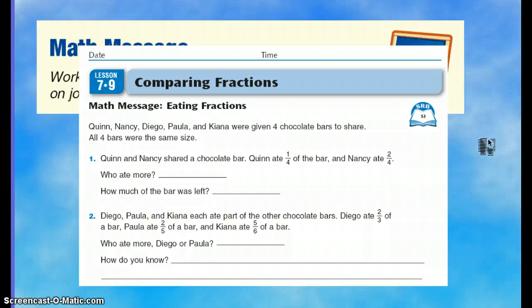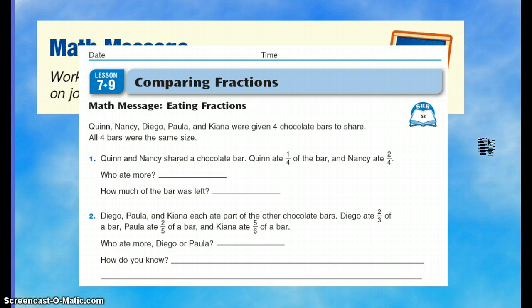Quinn, Nancy, Diego, Paula, and Kiana were given 4 chocolate bars to share. All 4 bars were the same size. Quinn and Nancy shared a chocolate bar. Quinn ate 1/4 of the bar and Nancy ate 2/4. So who ate more? Correct. Nancy ate more. How much of the bar was left?